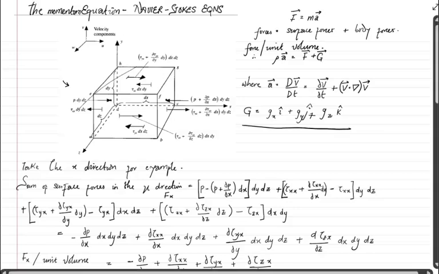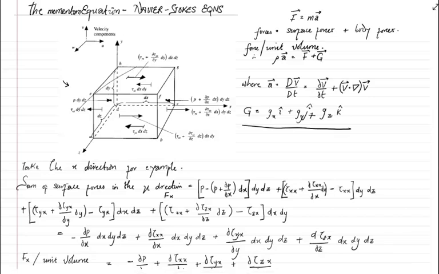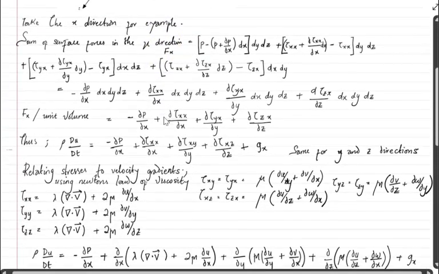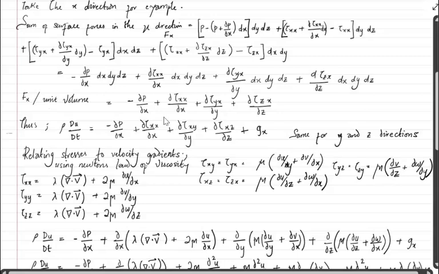So same for the tau yx and tau zx. What happens when we simplify this is that the absolute values at that point cancel.